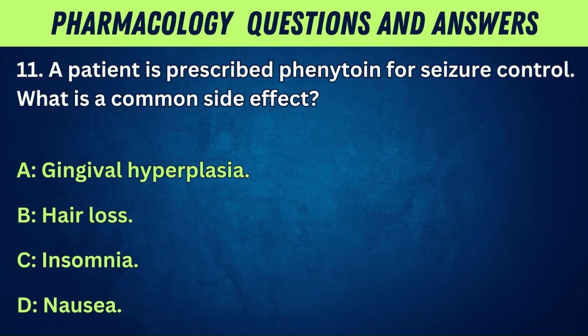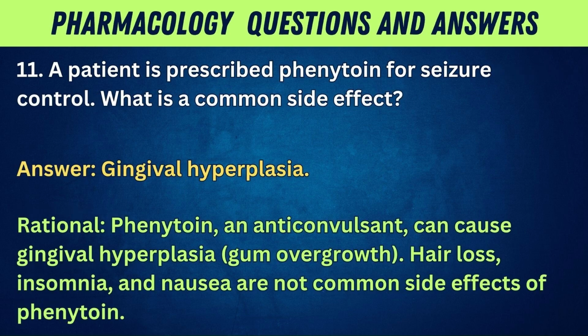11. A patient is prescribed phenytoin for seizure control. What is a common side effect? A. Gingival hyperplasia. B. Hair loss. C. Insomnia. D. Nausea. Answer: gingival hyperplasia. Rationale: phenytoin, an anticonvulsant, can cause gingival hyperplasia, gum overgrowth. Hair loss, insomnia, and nausea are not common side effects of phenytoin.